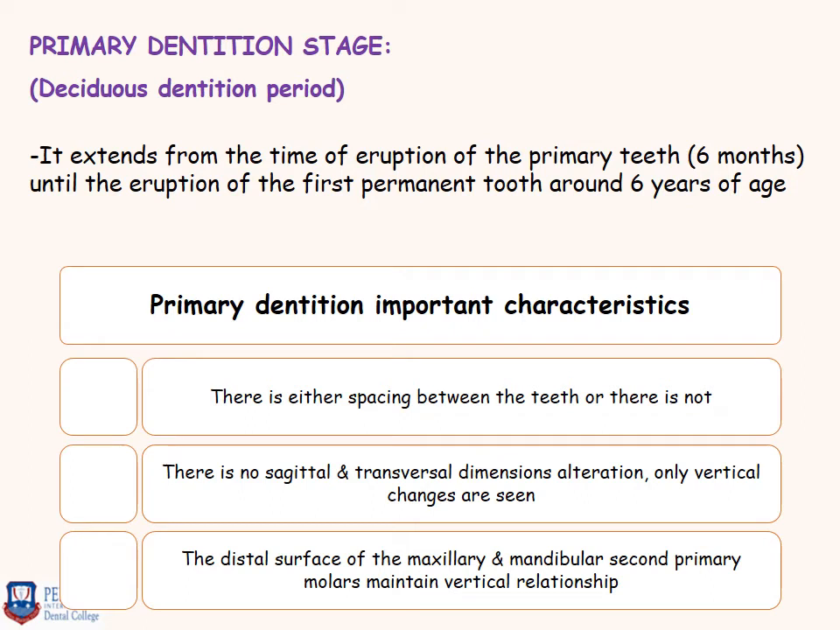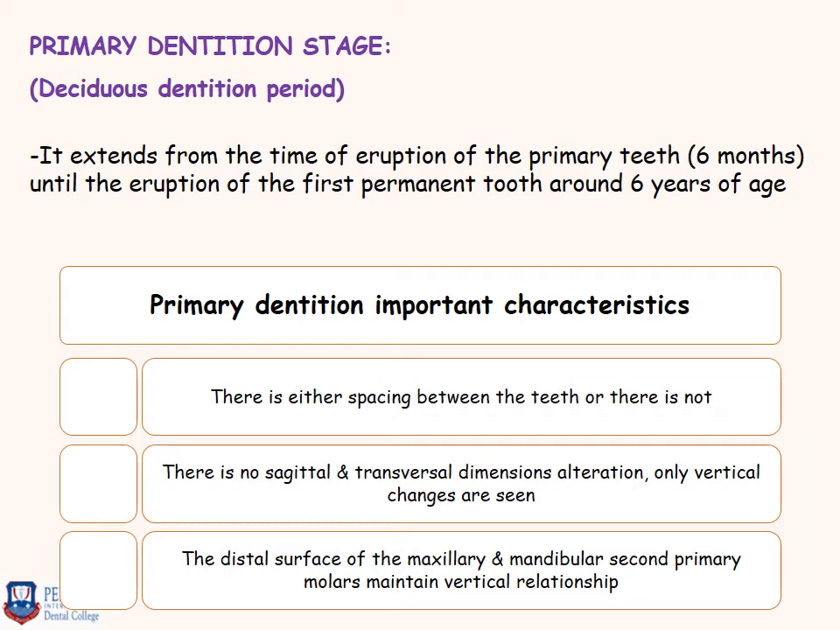So the primary dentition stage, or the deciduous dentition stage as it is called, is seen from 6 months to around 6 years of age, until your permanent first molar erupts. So what are the characteristics? What do we see? In primary teeth, you either see spacing between the teeth, or there is no spacing. So it is either a spaced dentition or a non-spaced dentition.